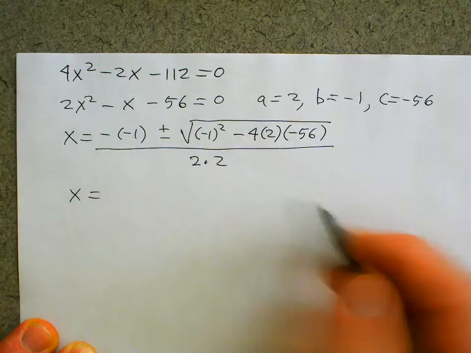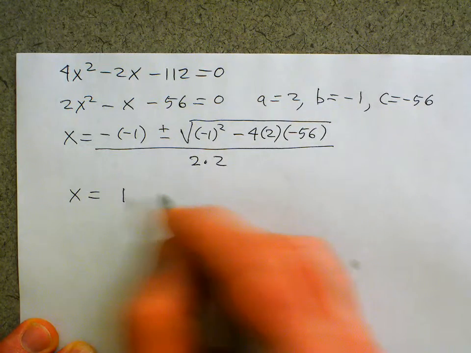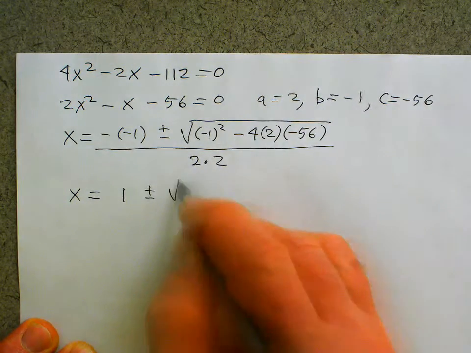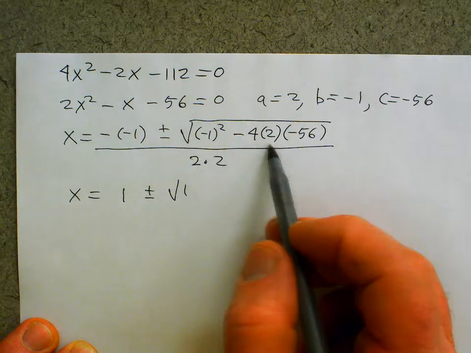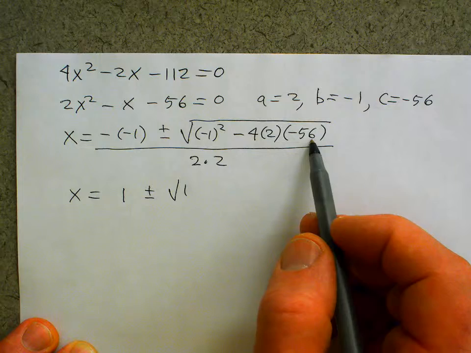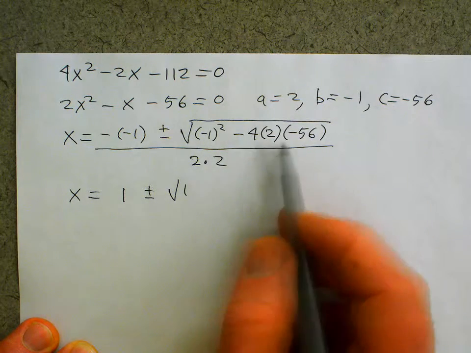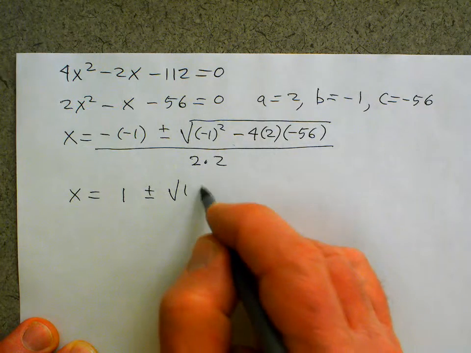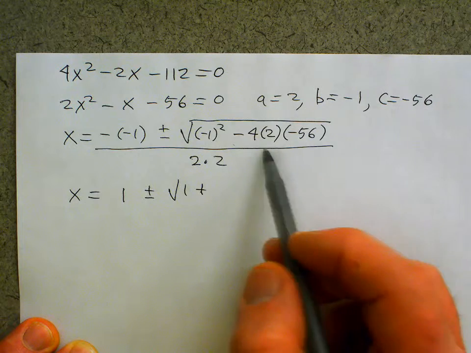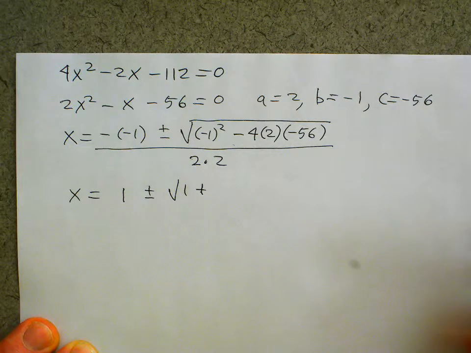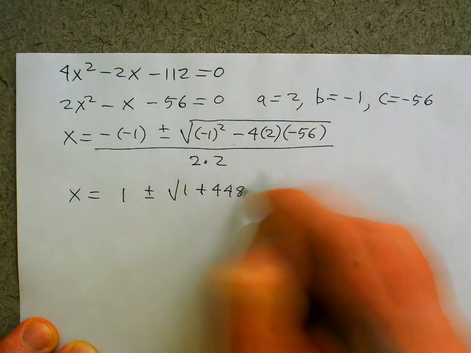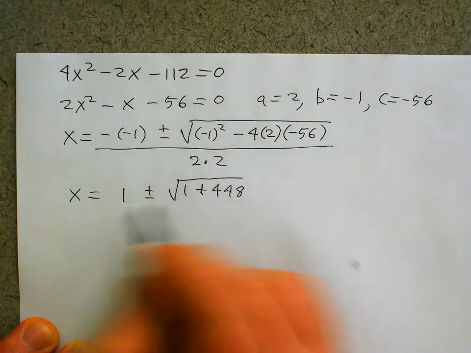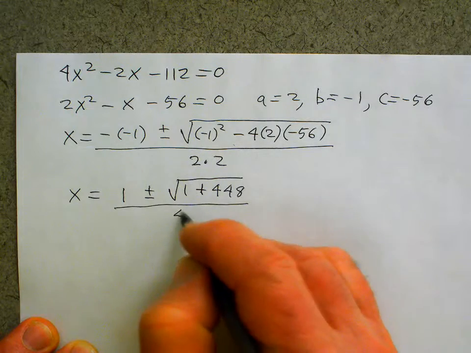And then the negative of -1 is 1, plus and minus the square root of 1 minus 4 times 2 times -56. So we're going to be adding or subtracting a negative, which means we're going to be adding, let's see, we'll be adding 448. Is that right? All divided by 4. Is that what you got?